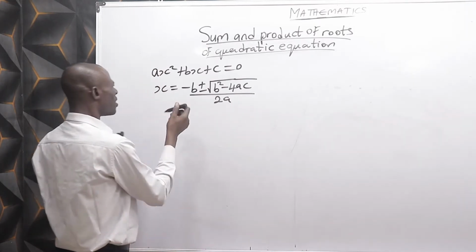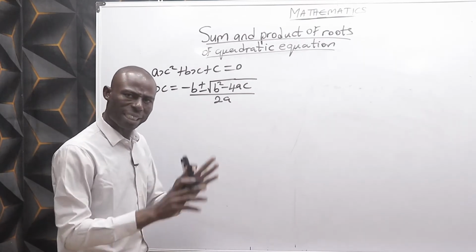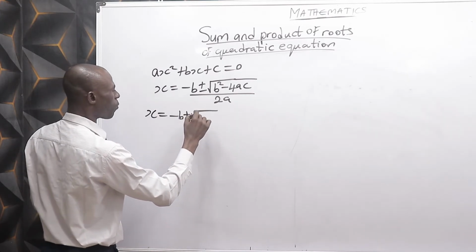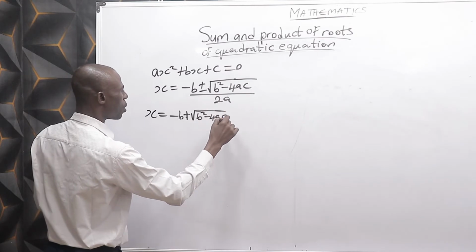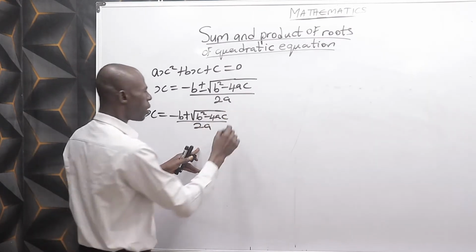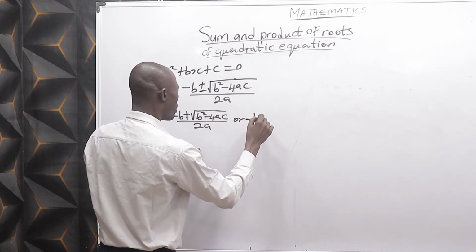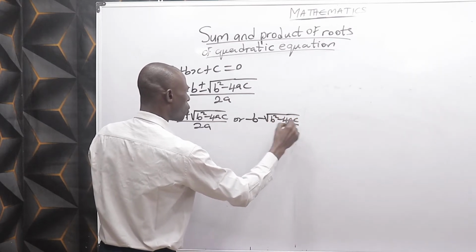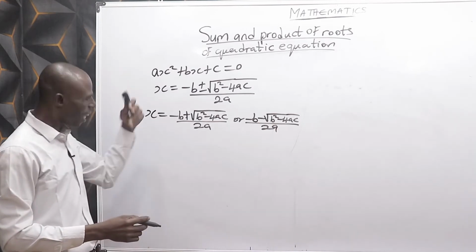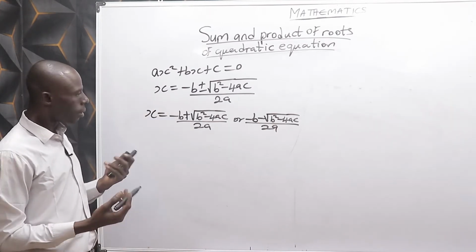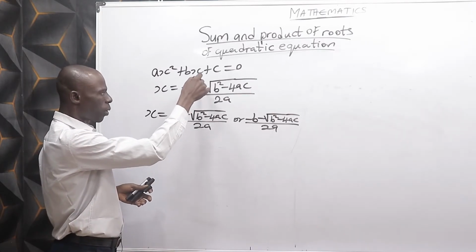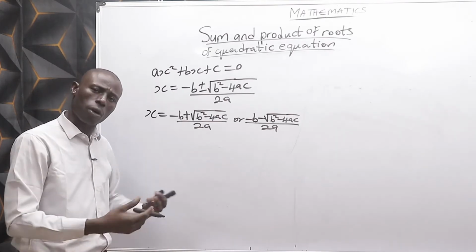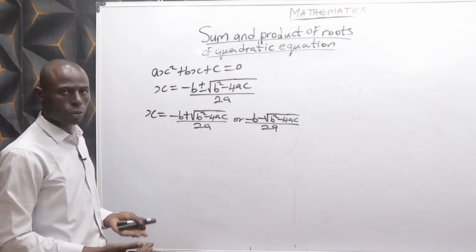And this formula gives the two roots of a quadratic equation as x equals minus b plus square root of b squared minus 4ac over 2a, that is one root, or minus b minus square root of b squared minus 4ac over 2a. These are the two roots obtainable from this formula. How? The two signs here, plus or minus, take them one after the other. You could take plus first followed by minus, or minus first followed by plus. They will give you two different roots.